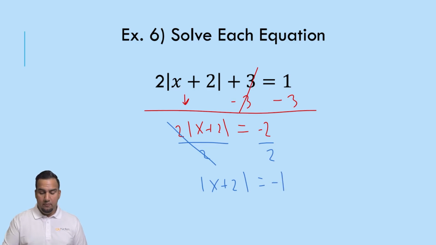Now I have this solution. Absolute value of x plus 2 is equal to negative 1. It's isolated. So what happens when an absolute value is equal to a negative number? It means that your answer is going to be no solution. What does that mean? It means that you can't solve it.